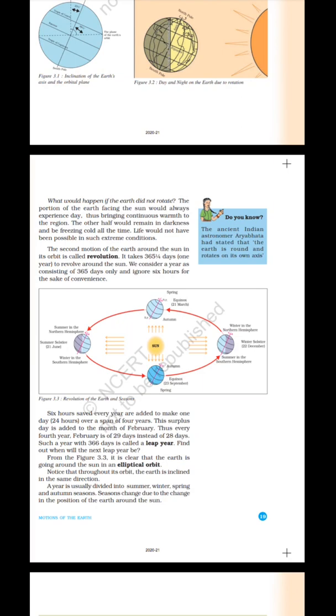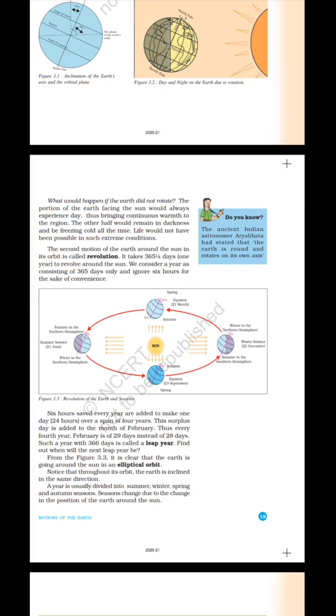What would happen if the earth did not rotate? The portion of the earth facing the sun would always experience day, thus bringing continuous warmth to the region. The other half would remain in darkness and be freezing cold all the time. Life would not have been possible in such extreme conditions.